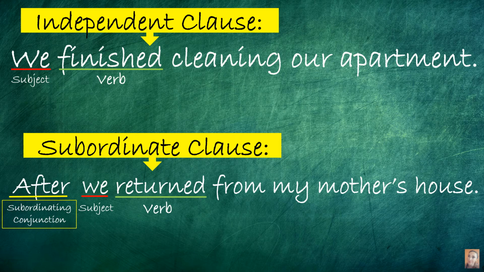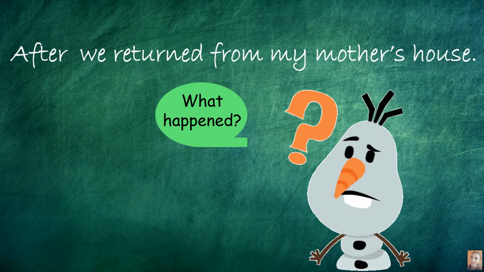The next example is, after we returned from my mother's house. After is a subordinating conjunction. We is the subject and returned is the verb. This subordinate clause is incomplete and would be considered a fragment if it appeared alone. It needs an independent clause by its side so it can make sense and be considered one complete thought. Otherwise, we are left wondering, so what happened after you returned from your mother's house?